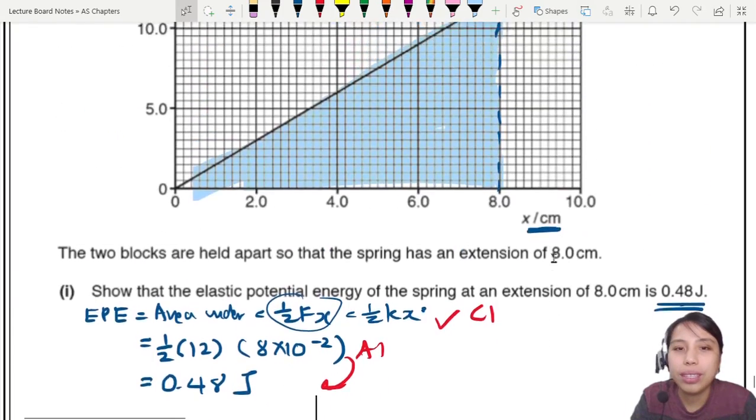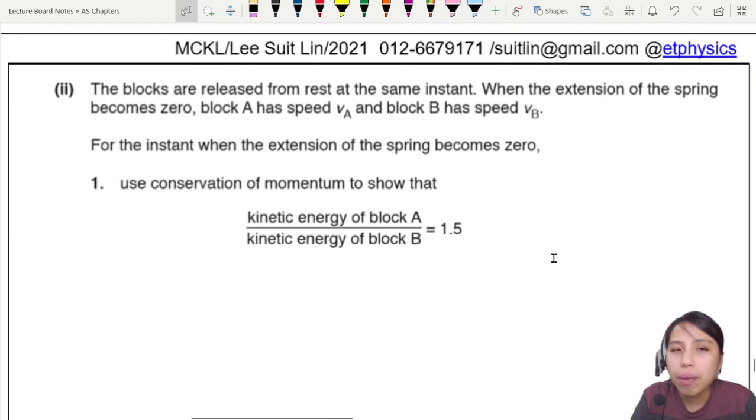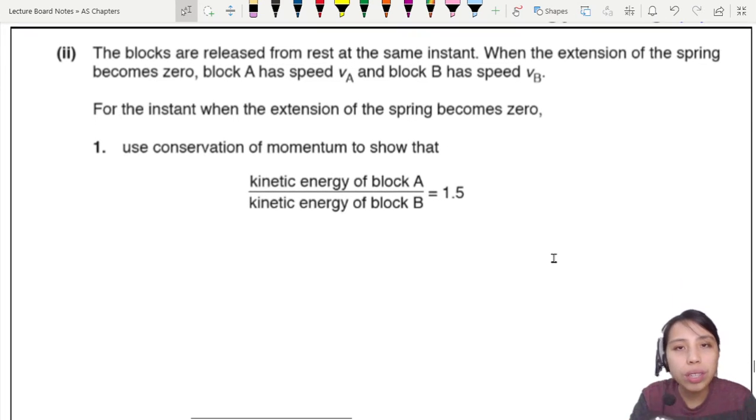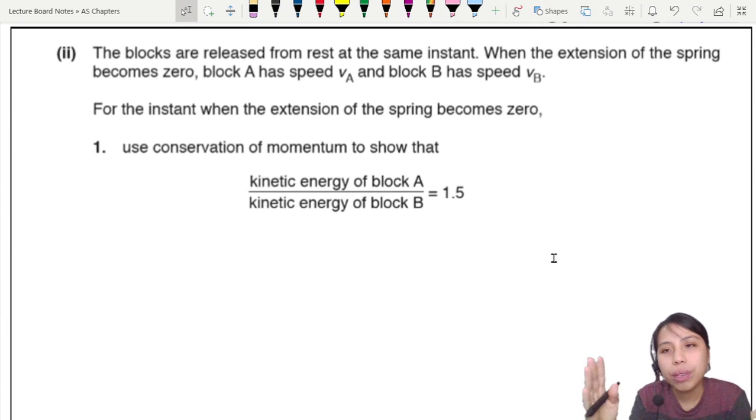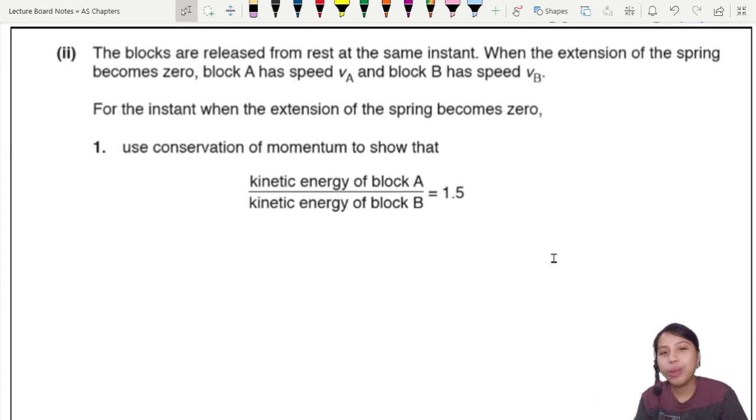Now here's where things get a little bit strange. The blocks are released from rest at the same time. So remember just now we stretched the blocks apart, now we let go. When the extension of the spring becomes 0, block A has a speed and block B has a speed. For the instant when the extension of the spring becomes 0, use conservation of momentum to show that you have this interesting ratio of kinetic energy.